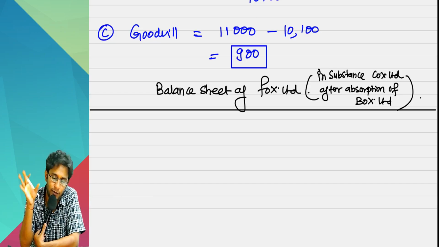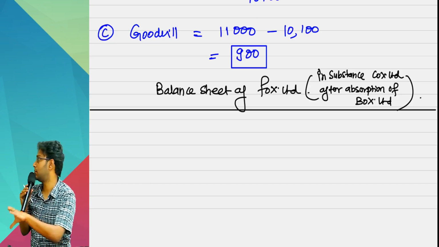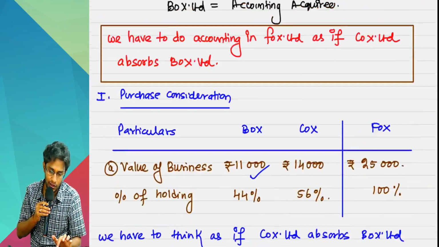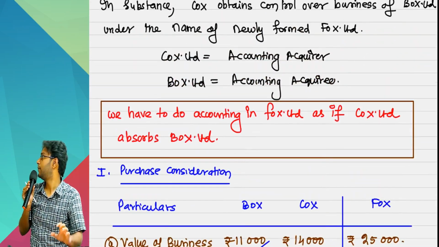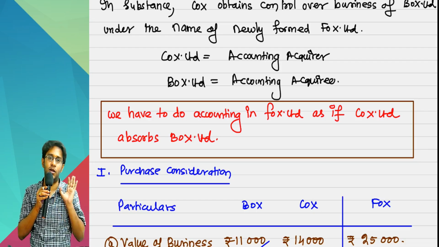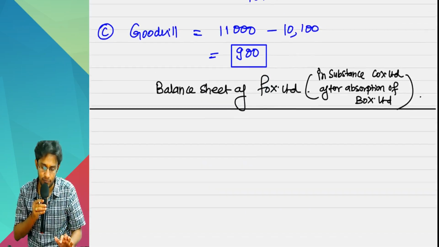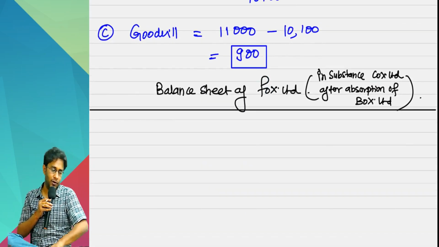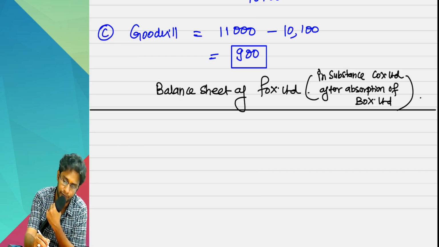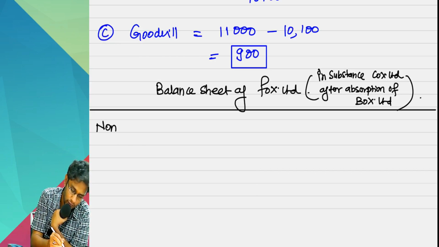A bracket, say important. Means the entire concept is there, the red color line. Cox has absorbed Box, so how will Cox's balance sheet look? That is the final answer, just the name is Fox. Chalo sir, add one by one all the assets and liabilities and close it off. So non-current assets.